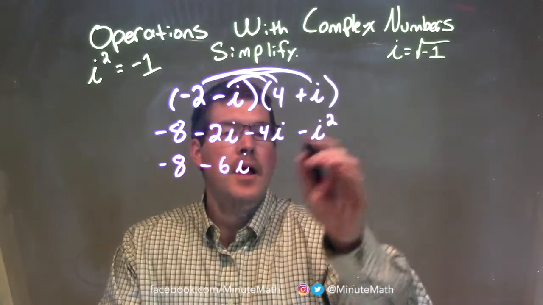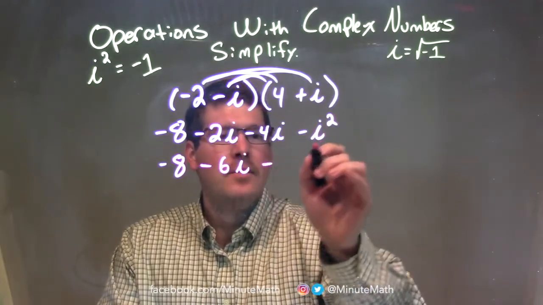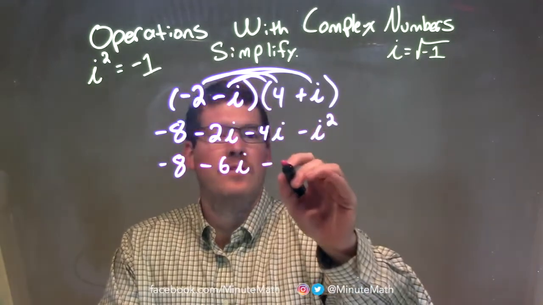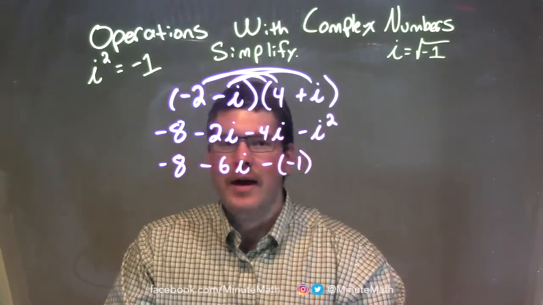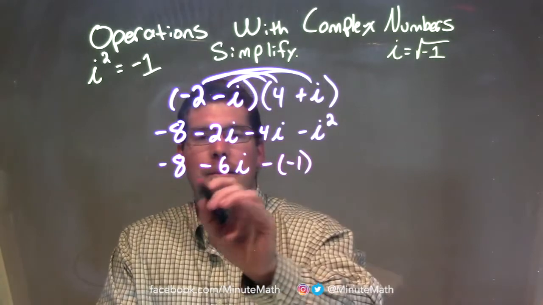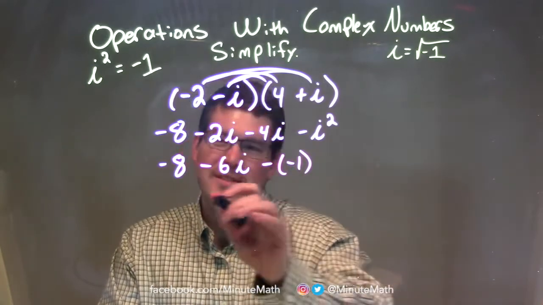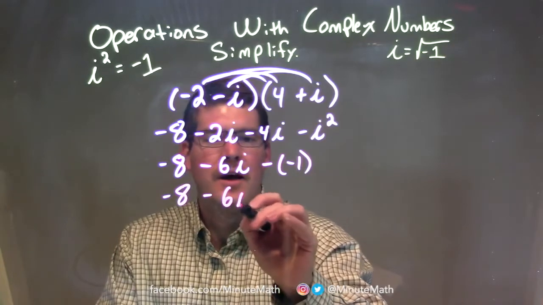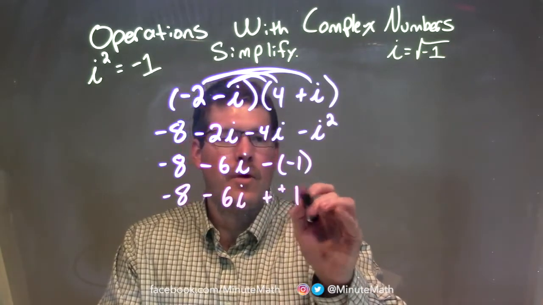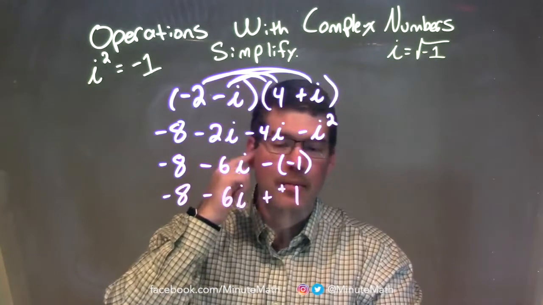Subtracting 6i. And then here's the kicker. We have minus i squared, and we know i squared is a negative 1. So now we have minus a negative 1. Interesting. So now we have negative 8 minus 6i minus a negative 1, which is like plus a positive. So I'll show that. Minus 8 minus 6i plus a positive 1, right? Subtracting a negative is like adding a positive.